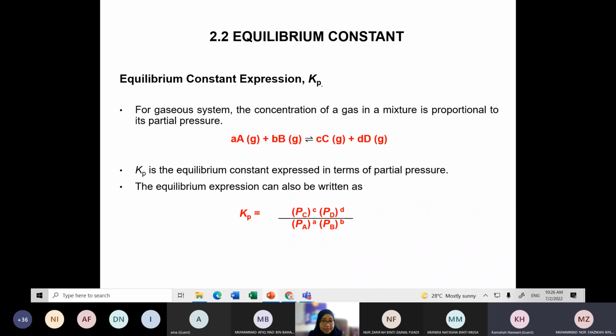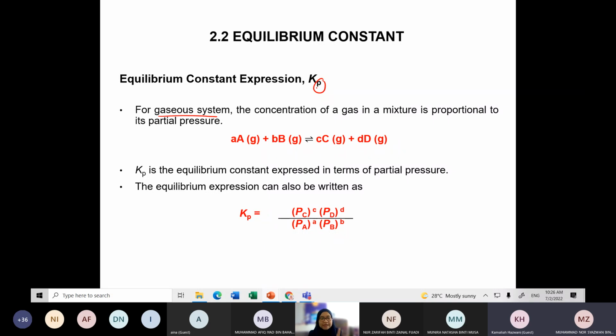If we have Kp, P stands for pressure. Kp is only applicable for a gaseous system, a system that has gas in it. If we don't have gas at all in the reaction, that means we cannot calculate Kp, because pressure is normally measured for a gaseous system.